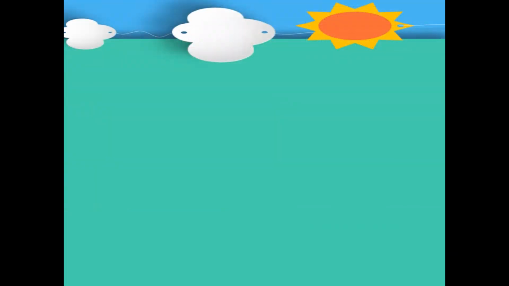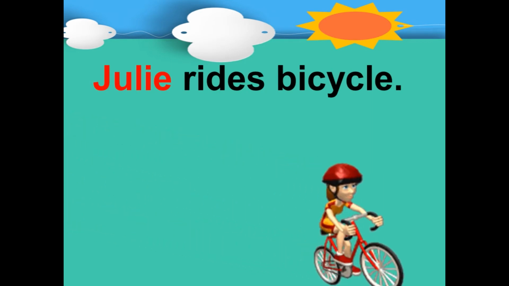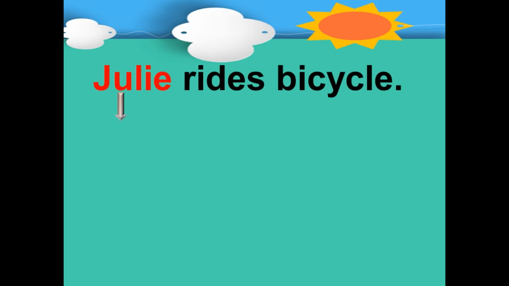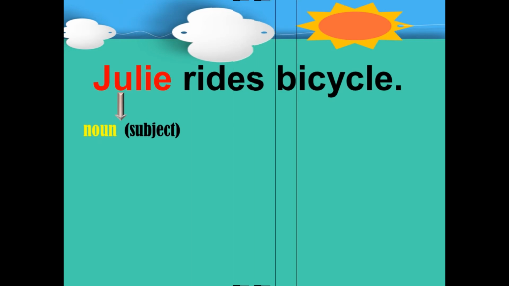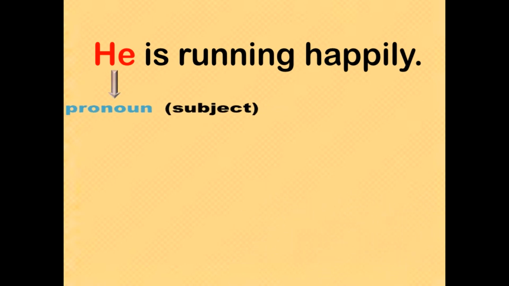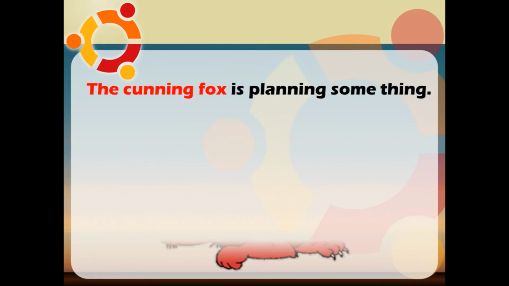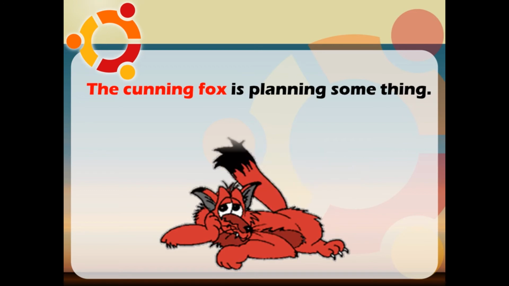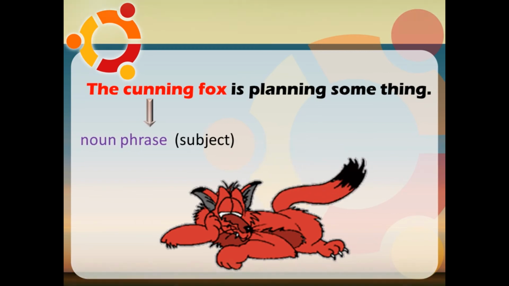Now, let us analyze some sentences and try to identify the subject in them. Julie rides bicycle. Here, Julie, noun, is the subject. He is running happily. Here, he, pronoun, is the subject. The cunning fox is planning something. Here, the cunning fox, noun phrase, is the subject.